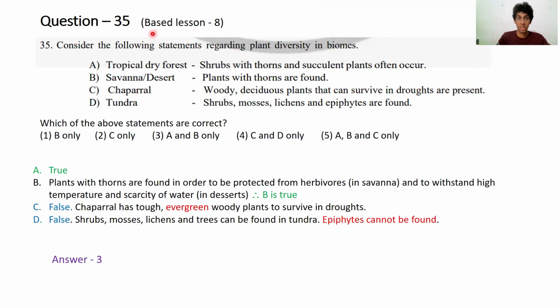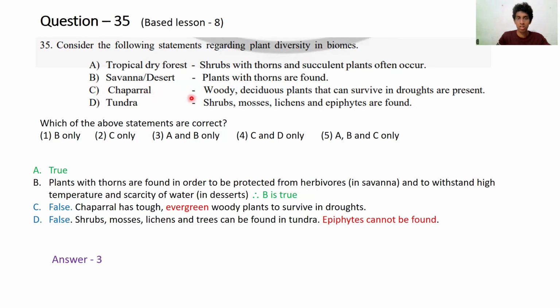Question number 35. It is based on the 8th lesson. Consider the following statements regarding plant diversity in biomes. A. Tropical dry forest. Shrubs with thorns and succulent plants often occur. A is correct. In tropical dry forest, we can find shrubs with thorns and succulent plants. Okay. So B, savanna or desert. Plants with thorns are found. Yes, B is correct. Plants with thorns are found in order to be protected from herbivores in savanna and to withstand high temperature and scarcity of water in deserts.